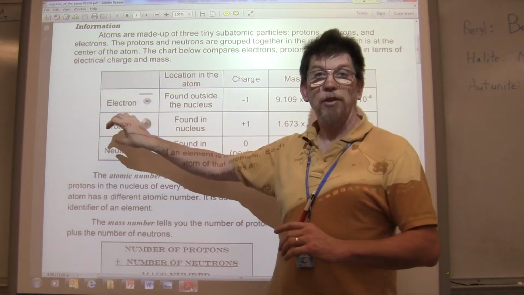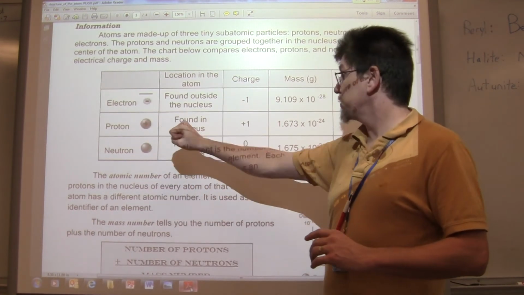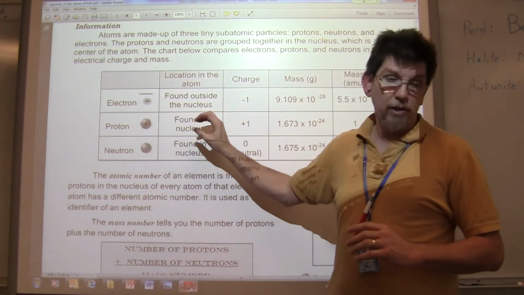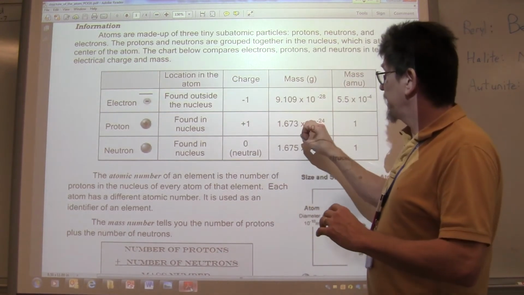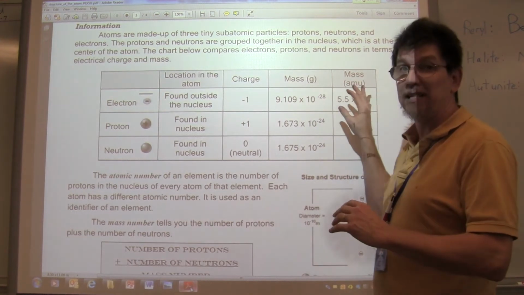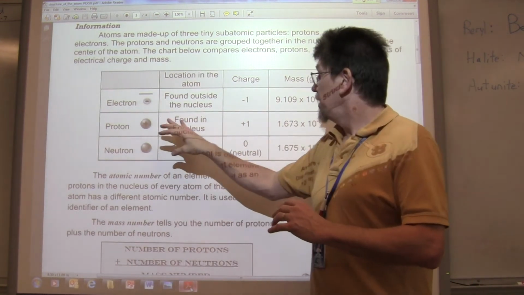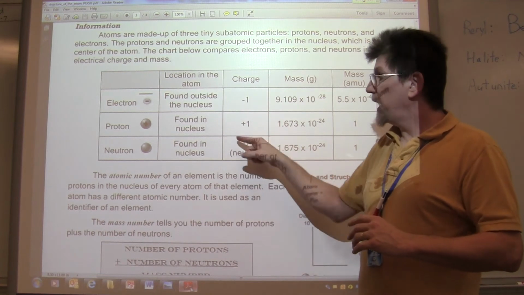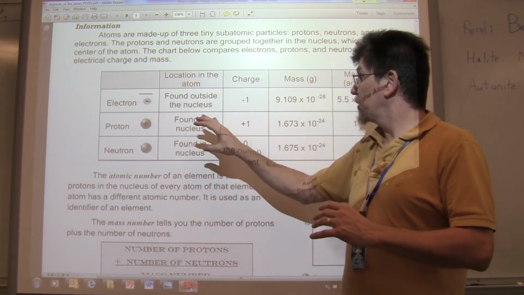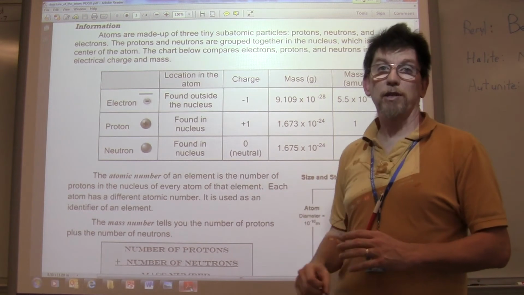They make up the nucleus, those two particles. Since those two particles are found in the nucleus, all the mass is there. Electrons are nearly massless. We'll get to those in a minute. The nucleus is where all the mass is found. Also, that's where the only positive charge is found. So the nucleus is always positively charged.